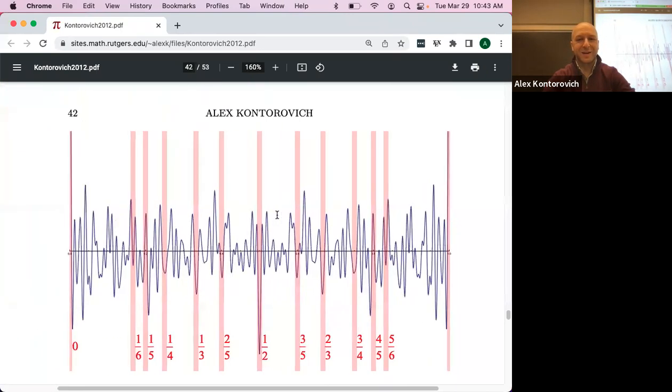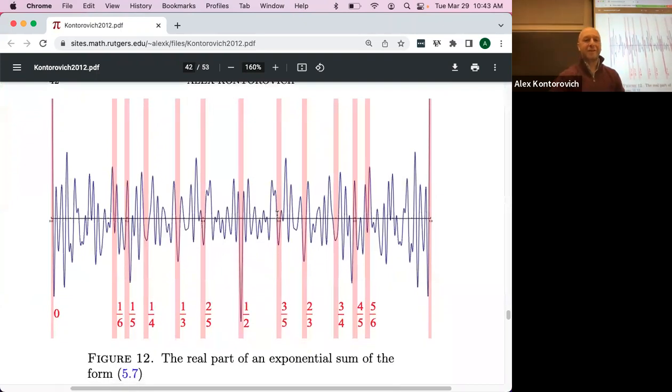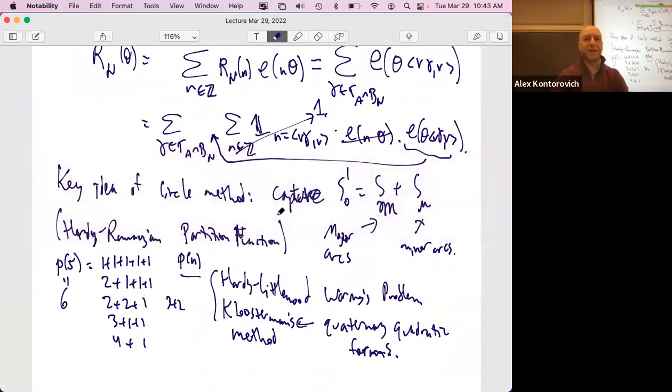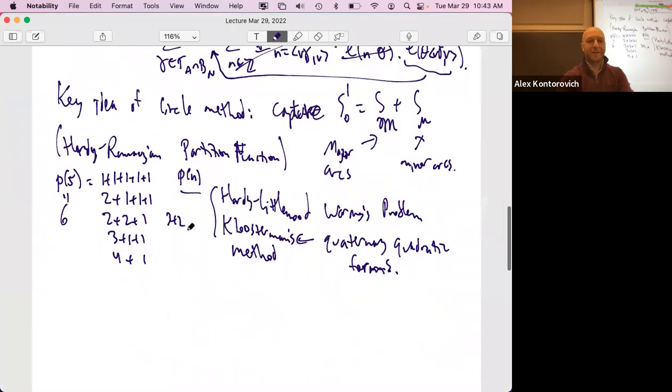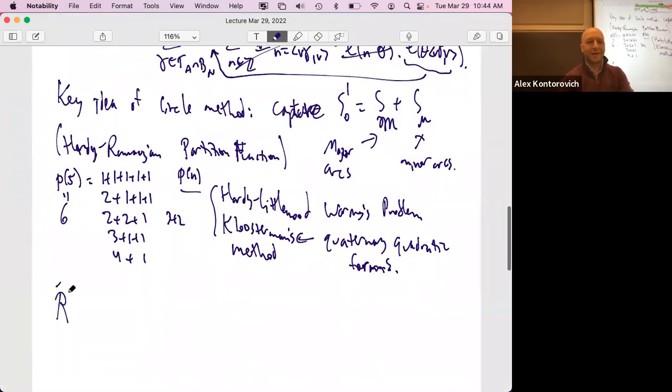Okay, so just to give some flavor, here's what this R_n hat of theta looks like, as a function of theta. Theta goes from 0 to 1. Of course, it's a complex valued function, so let's look at the real part or something.